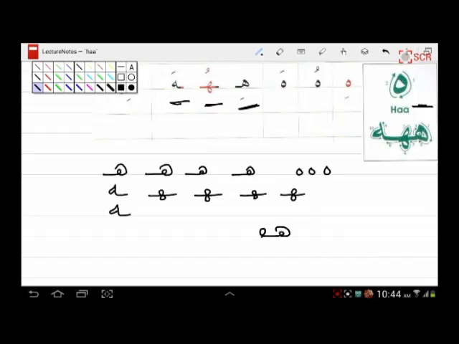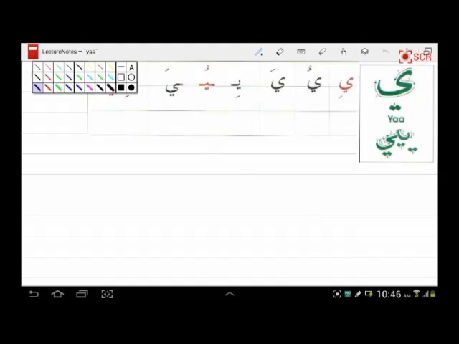Okay, now let's write all of them together. Initial, middle, and final. Okay, now let's move to the last letter we have, which is ya. Very good. Okay, and the last letter in this group is ya.